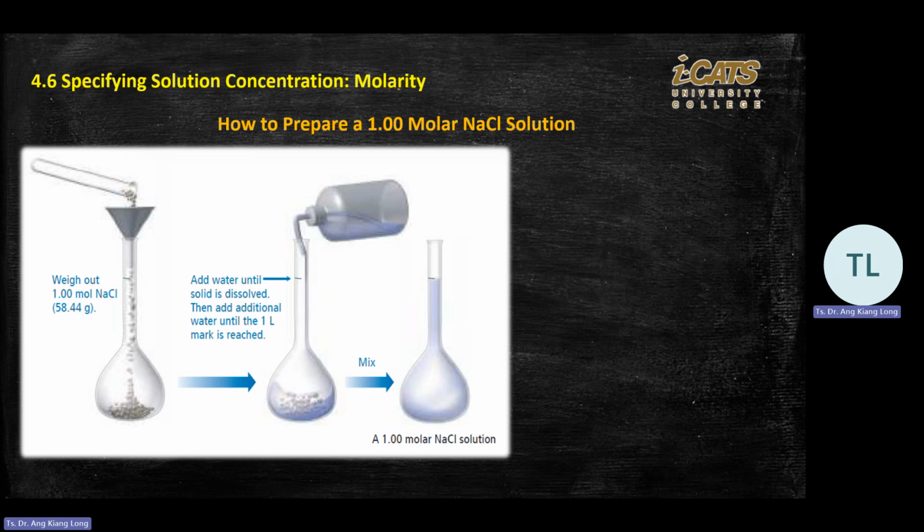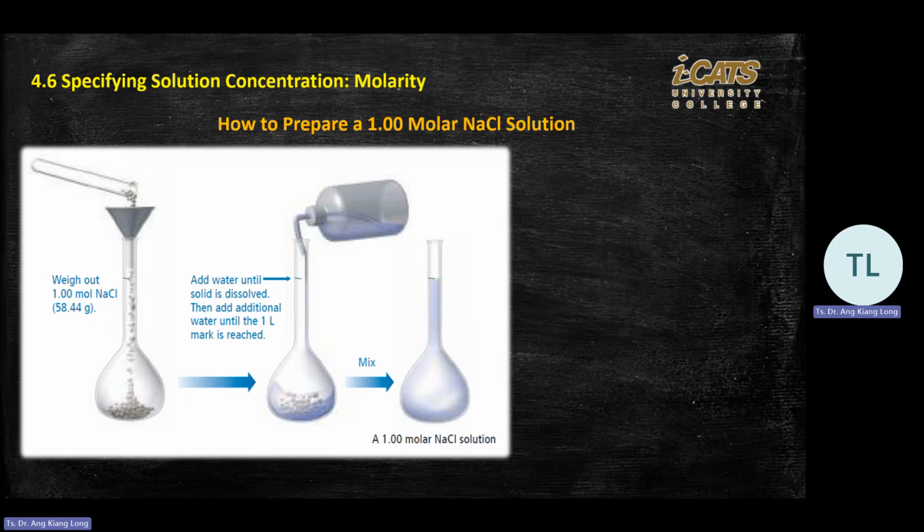So that's why in these slides it takes 58.44 gram. This is a very accurate number referring to the periodic table. The total atomic mass, gram, Na plus Cl, you get 58.44. This is how you get 1 mole of NaCl, because it's a combination of molecule.